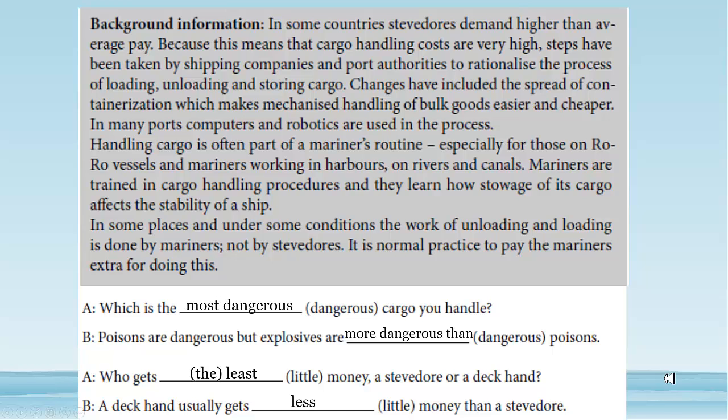In some countries, stevedores demand higher than average pay. For example, in California, our longshoremen, that's what we call it in America, they were on strike for about 9 weeks, and products were just not available across a good portion of the states. They were all bottleneck import because the stevedores wouldn't move them. They were striking for higher wages. So that means cargo handling costs go up.